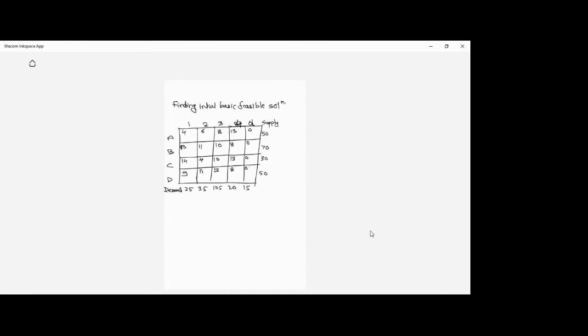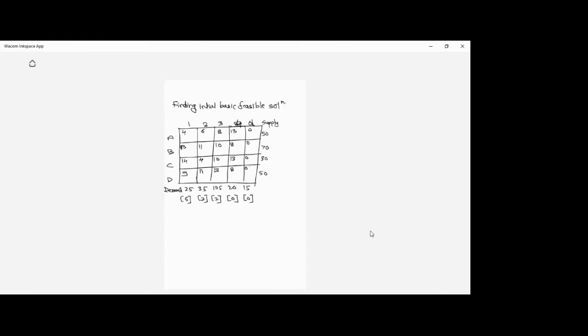Firstly, what we'll have to do is find out the penalties. Let's go with the column first. So it is 9 minus 4, that is penalty is 5. Here we have 4, 6 minus 4, the penalty is 2. Nextly we have 8 and 10. So 10 minus 8 is 2. Nextly we have 8 minus 8 as 0. Lastly the penalty will be 0 here, right?